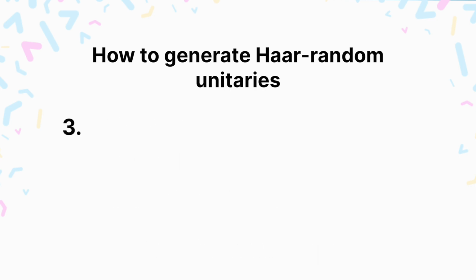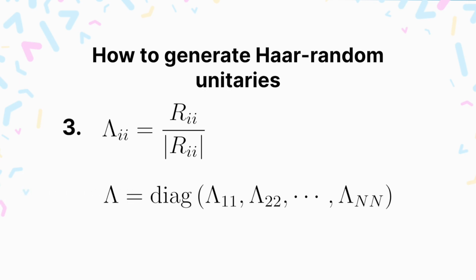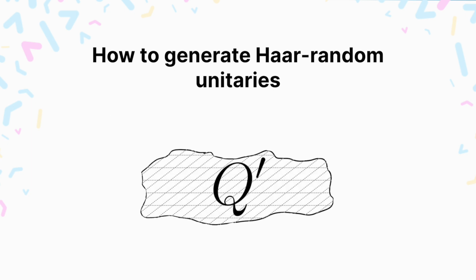The next step is to compute a matrix that we'll call capital Lambda. Its entries are calculated from the triangular matrix R that we calculated in the QR decomposition, and it's a diagonal matrix. Its entries are basically the diagonal entries of R scaled by their magnitude. And the final step is to compute this matrix Q prime equals Q times capital Lambda. And Q prime will be Haar-random. I encourage you, if you're interested, to check out our demo and the paper from which this algorithm stems from to understand why it works.